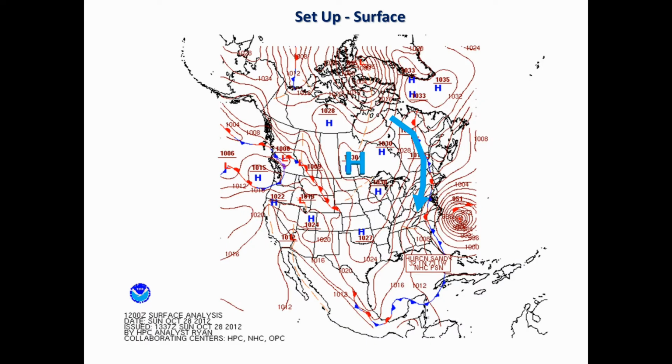Now the setup at the surface here, I wanted to point out some of the main drivers of precipitation with Sandy. The setup at the surface is an area of high pressure that's pushing cold air, northerly winds. That's that blue arrow pushing down from the north, and that's going to interact with Hurricane Sandy as it moves very close in and eventually onshore.